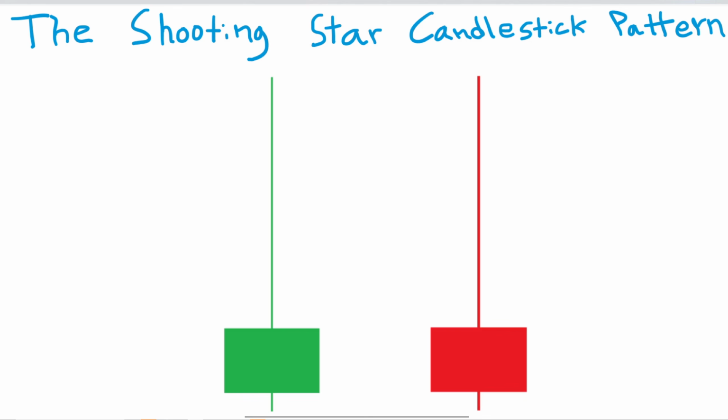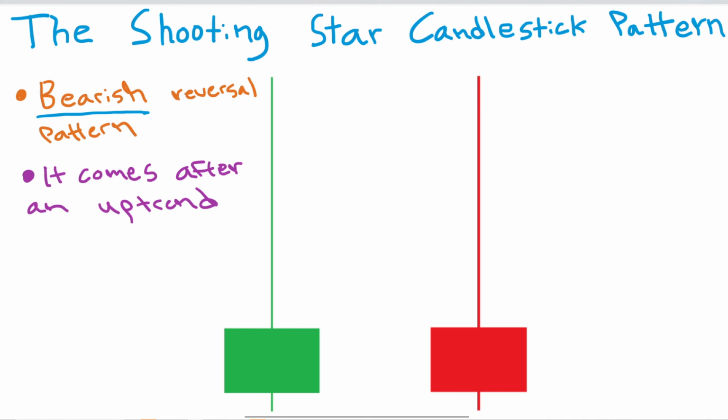Alright, so what is the shooting star candlestick pattern? Well, it is a bearish reversal pattern. And by bearish, we mean that it indicates a potential reversal to the downside. So this leads us to the next criteria, and that is that the pattern has to come after an uptrend. So prior to the pattern, we need to have some sort of uptrend.